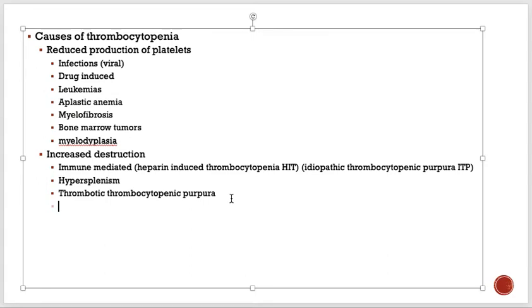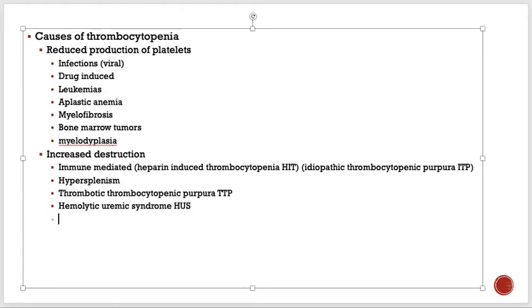So thrombotic thrombocytopenic purpura, in which there is thrombus formation and the platelets are consumed, and of course when the platelets are consumed, the patient presents with superficial bleed. This is also called TTP, the short form. One more syndrome is hemolytic uremic syndrome. The short form is HUS.